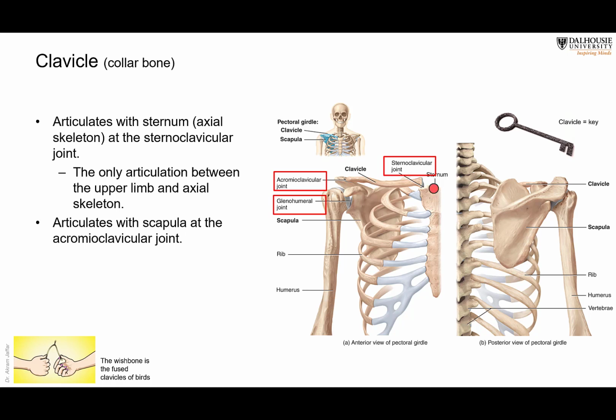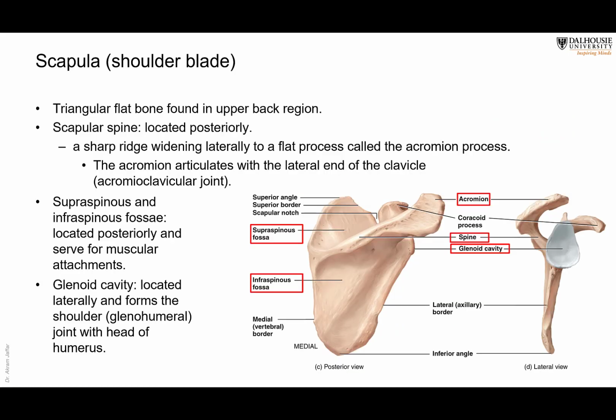And the clavicle, on the other hand, articulates with the scapula at another joint, which is called the acromioclavicular joint. This is a process in the scapula. I'm going to talk about it in a moment. It's called the acromion process. So the humerus articulates with the scapula, and then the scapula articulates with the clavicle, and then the clavicle articulates with the axial skeleton, the sternum. And by the way, the wishbone of the birds is the fused clavicles of the birds.